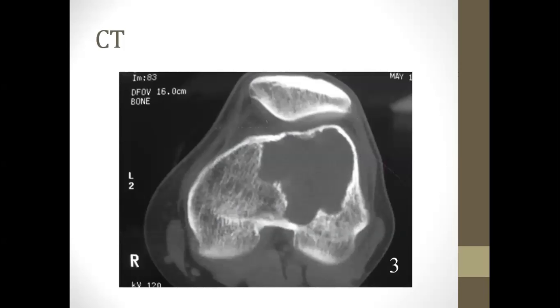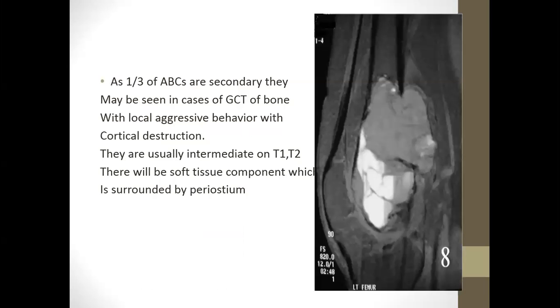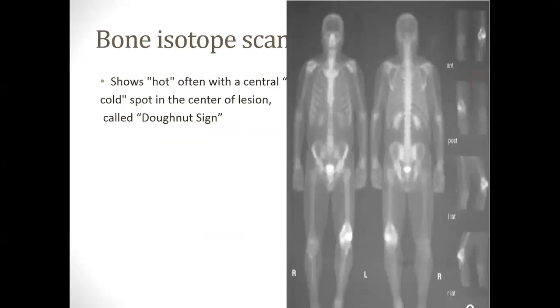And on the CT scan, it's purely lytic. And on MRI, it is usually an intermediate signal, sometimes with soft tissue extension, and usually it is surrounded by the periosteum. The bone scan has a classical donut sign, which is often hot with a central cold spot in the center of the lesion.